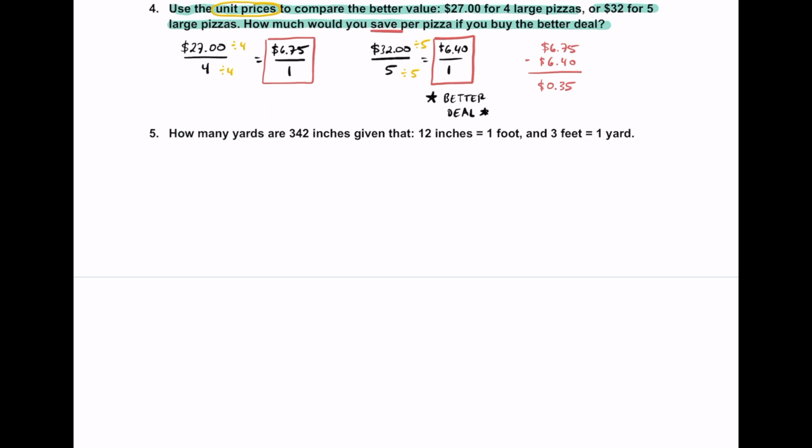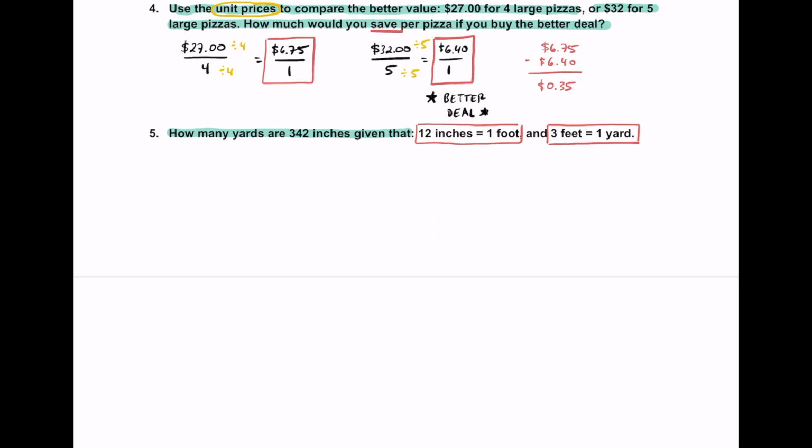And for this final question, number 5 says, how many yards are 342 inches? Given a few bits of information here, we have two conversion factors. Hopefully this one seems familiar, that there are 12 inches in 1 foot. And another one over here, we say 3 feet is equivalent to 1 yard. Okay, so we should be using dimensional analysis to solve these types of problems.